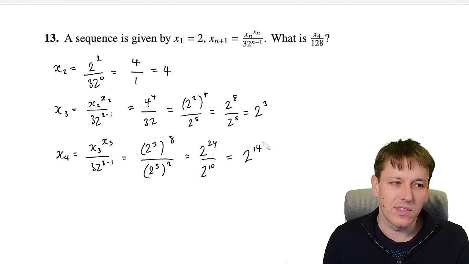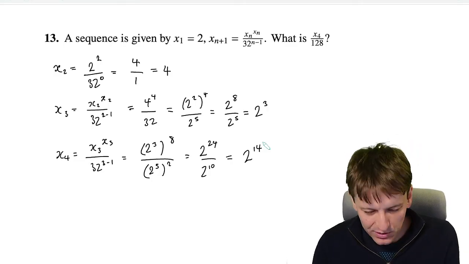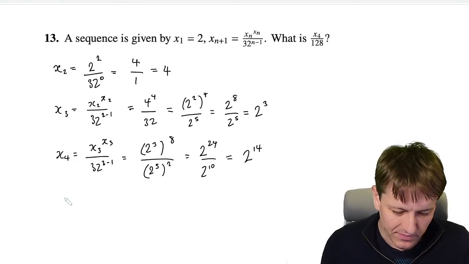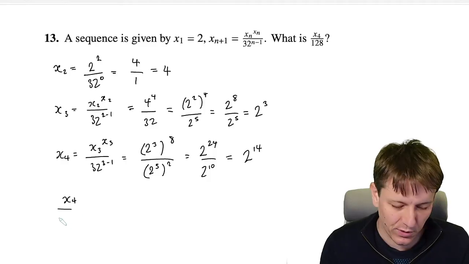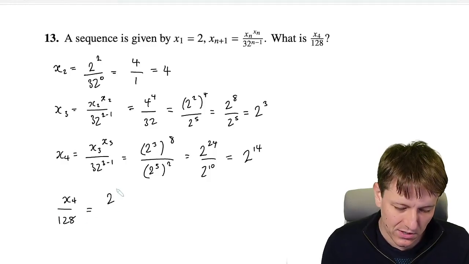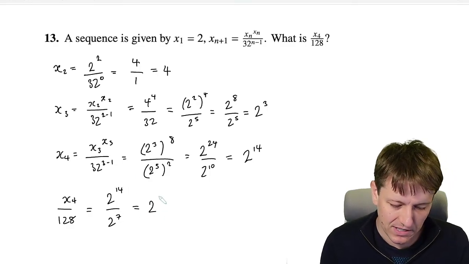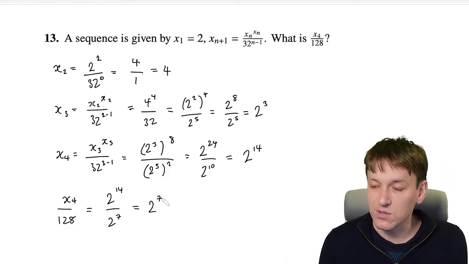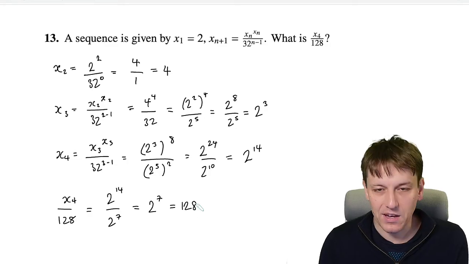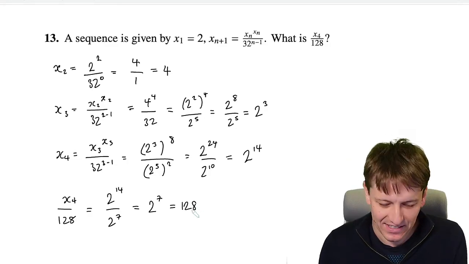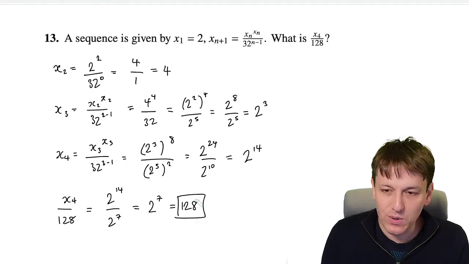So at the last stage here, working with powers of 2 makes life a lot easier. So I now want to work out x4 over 128. Well, that's 2 to the 14 over 2 to the 7, and that gives me 2 to the 14 minus 7, which is 2 to the 7, which is 128. And so the answer here is 128.